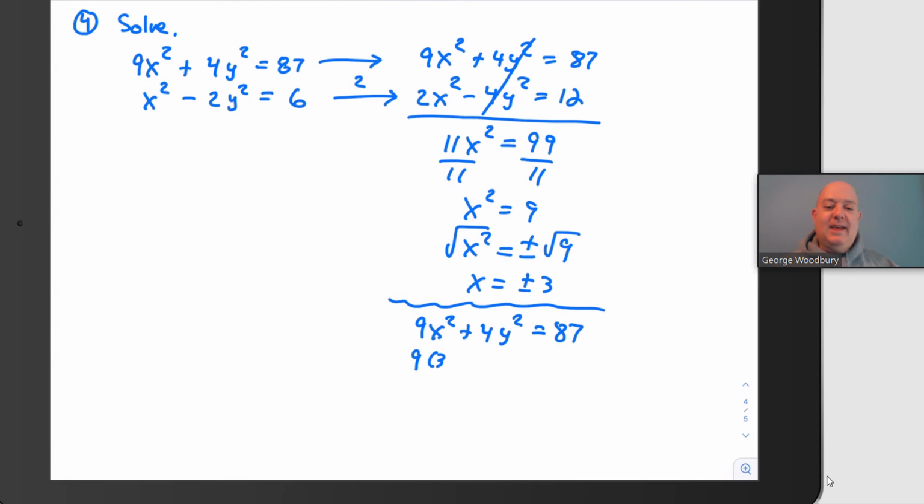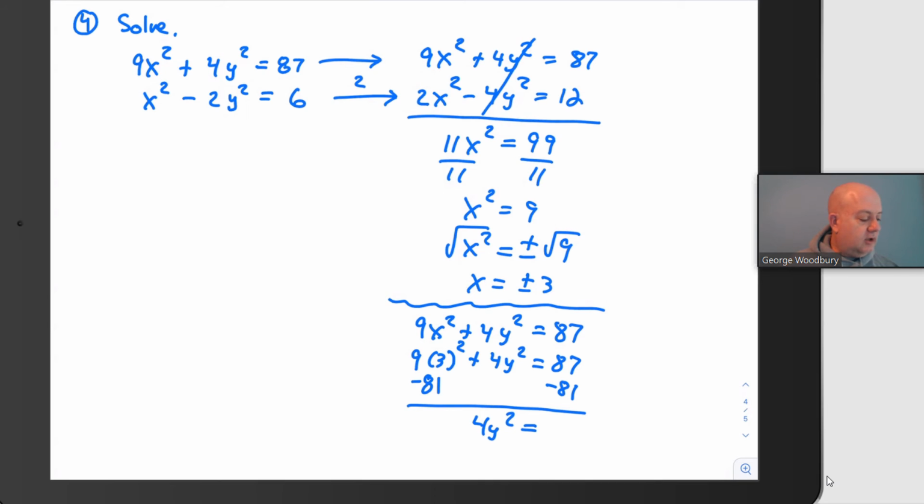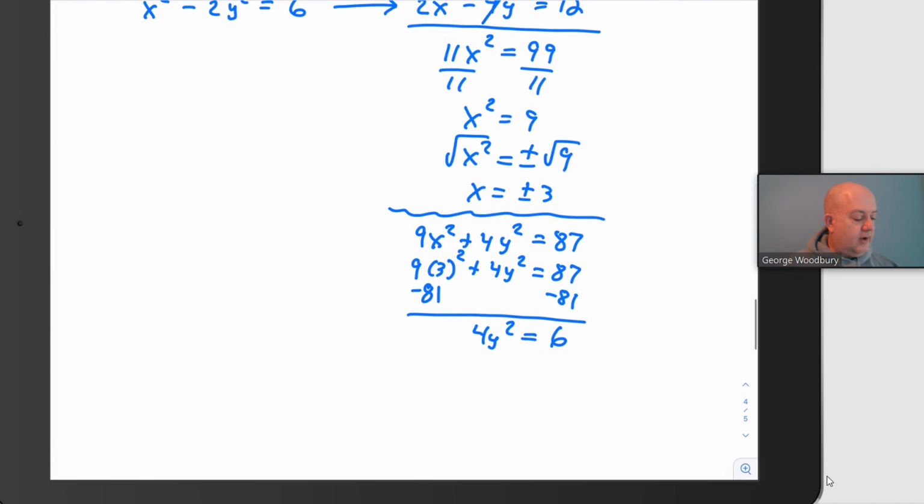We're back. If we put in 3 there, that's 9 times 3 squared plus 4y squared equals 87. 3 squared is 9, times 9 is 81. So we can subtract 81 from both sides of the equation. We get 4y squared equals 6. Divide over the 4, y squared equals 6/4, or 3/2, and y would equal plus or minus the square root of 3/2. But we don't like to leave the denominator inside the fraction like that.